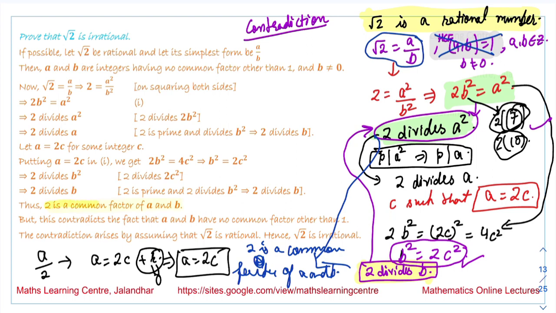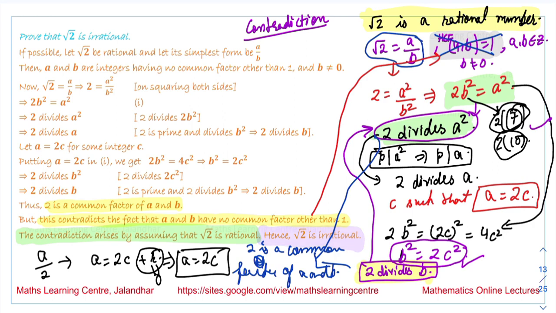We are saying 2 is a common factor of a and b, but this contradicts the fact that a and b have no common factor other than 1. We are talking about this thing over here, that HCF of a and b is 1. So the contradiction arises by assuming that root 2 is rational. If we say that root 2 is rational, then a contradiction comes. It means root 2 must be irrational.